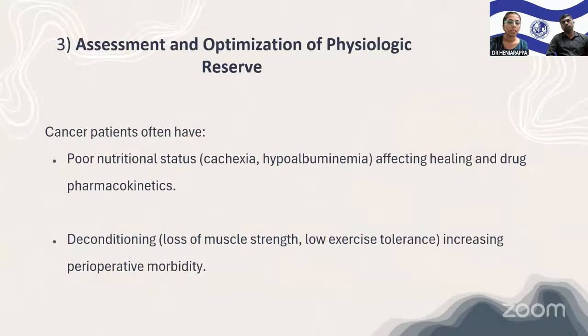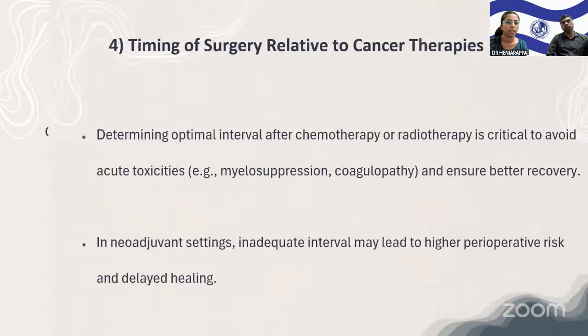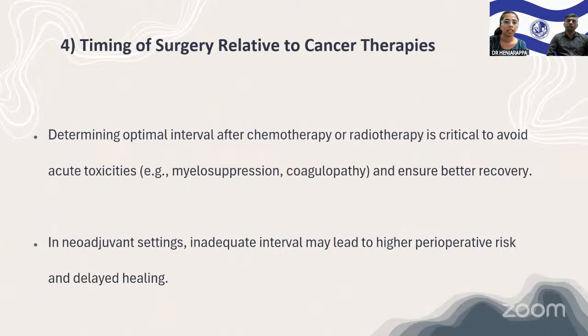Assessment and optimization of physiological reserve is very important in cancer patients because they often have poor nutritional status. Because of their catabolic state, the patient will be cachectic and have hypoalbuminemia, which can affect healing and pharmacokinetics. Patients will be deconditioned, with loss of muscle strength and low exercise tolerance, which can increase perioperative morbidity. Timing of surgery related to cancer therapies is important. Because of chemotherapy and radiation therapy, there might be acute toxicities like myelosuppression and coagulopathy. So we have to ensure the time interval between the therapies and the surgery to ensure better recovery.